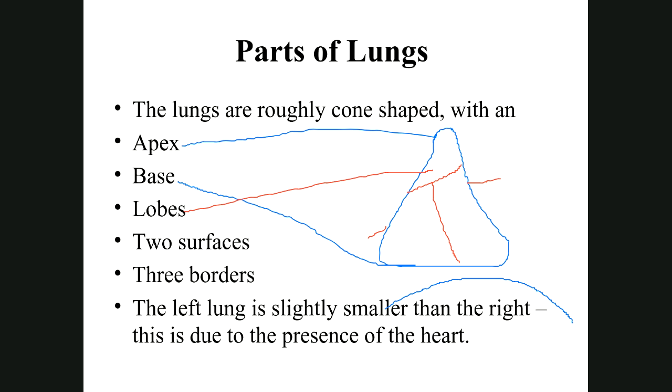And the left lung is slightly smaller than the right. It is due to the presence of the heart, because what happens? Here you have a heart. During development, the heart pushes the left lung. So that's why the left lung is smaller. So it's clear here.